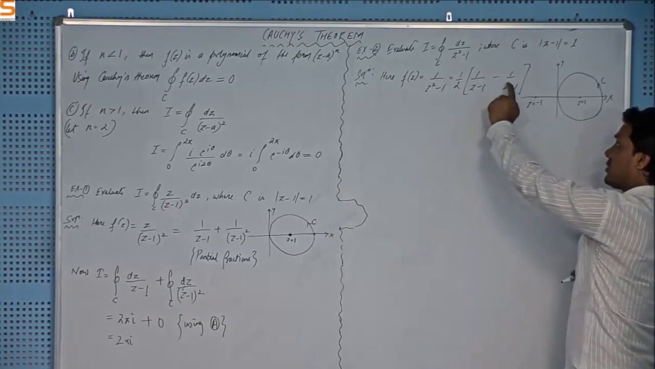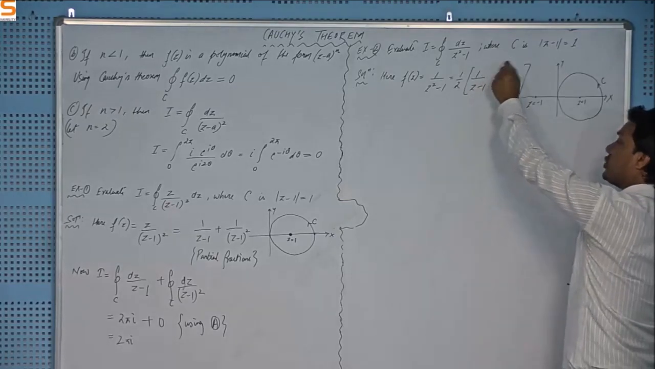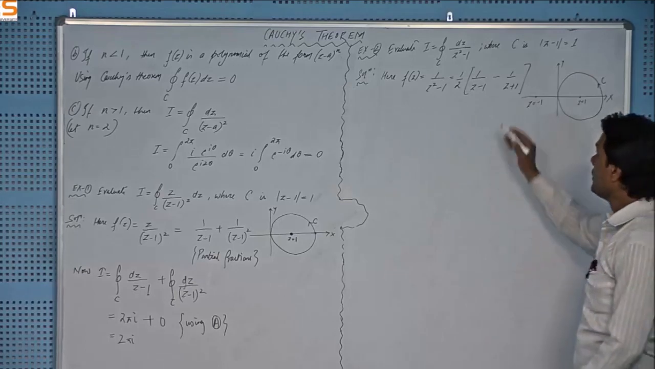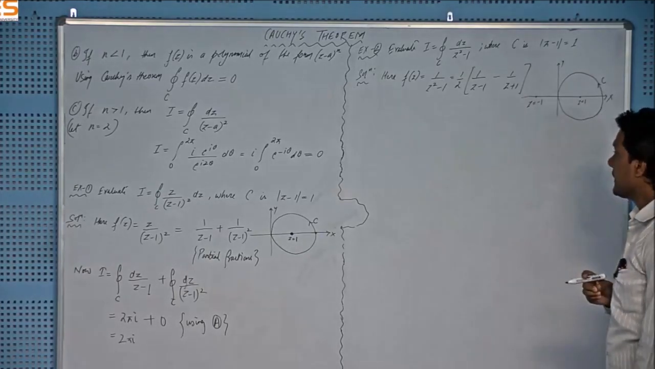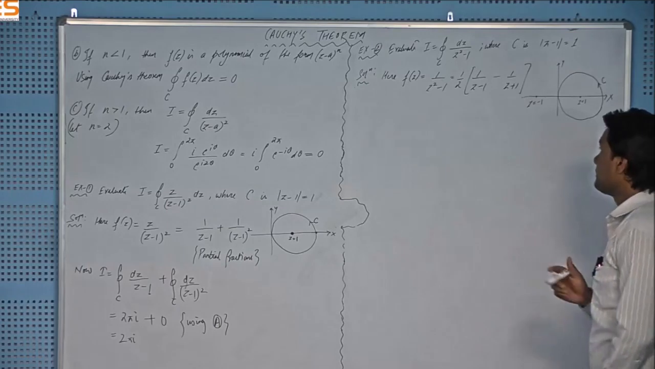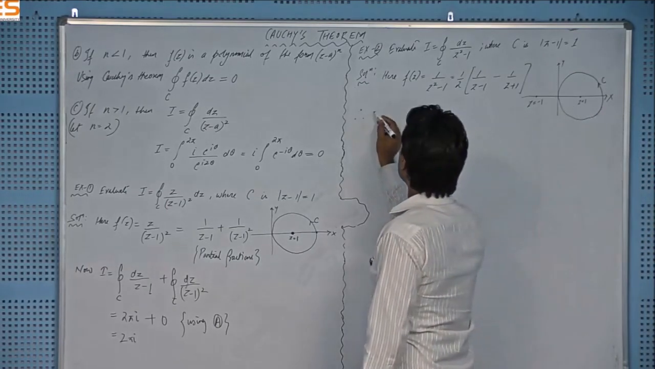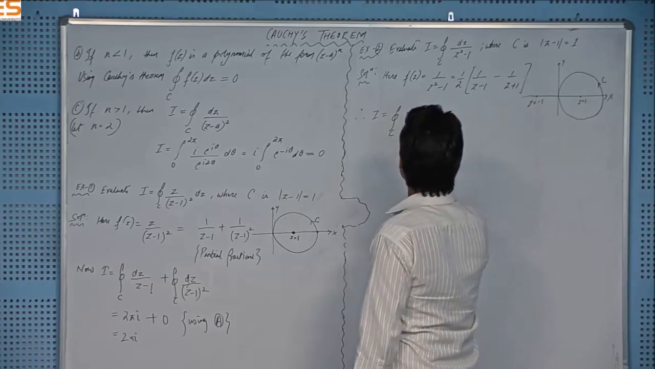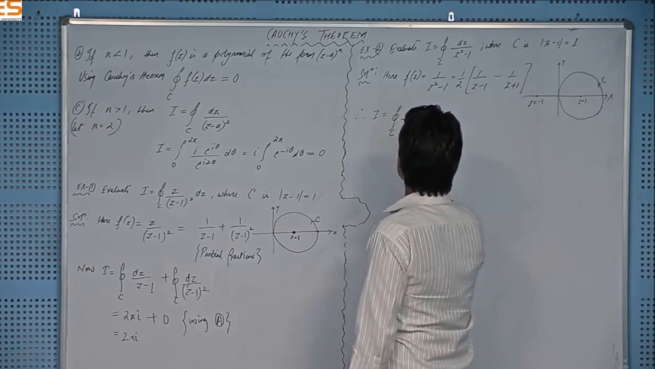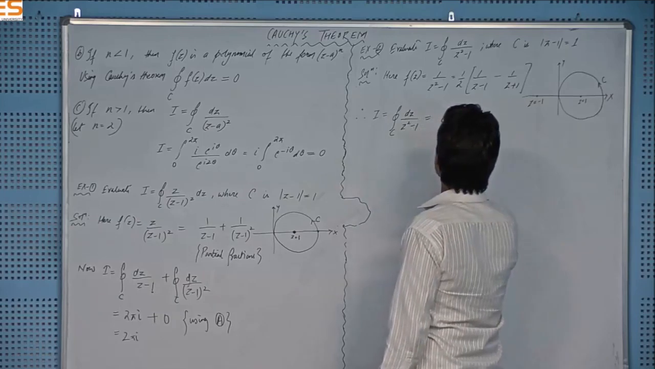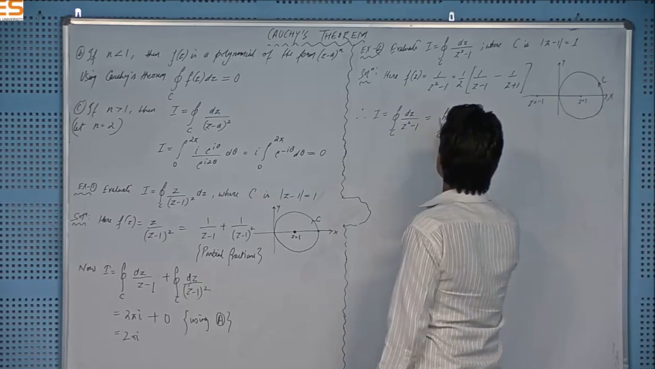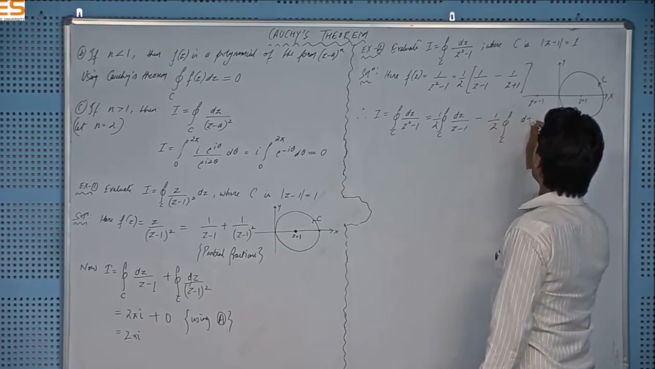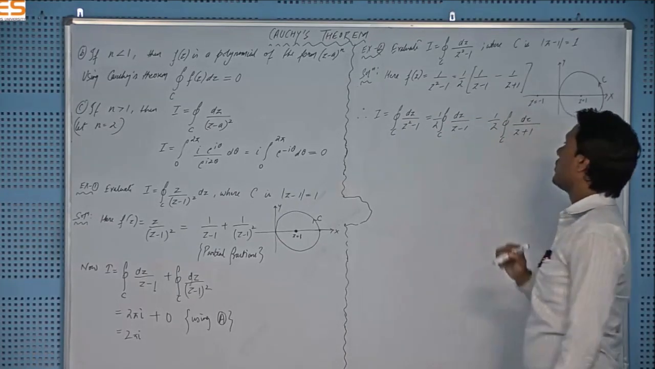So I put a minus sign, but on taking LCM, I was getting 2 in the numerator, so I balanced it by the factor 1 by 2 here, right? Okay. So this is the partial fraction technique. And now, therefore, I equals integral over C of dz over z square minus 1, which is equal to integral over C of dz over z minus 1 by 2 minus 1 by 2 dz over z plus 1, right?